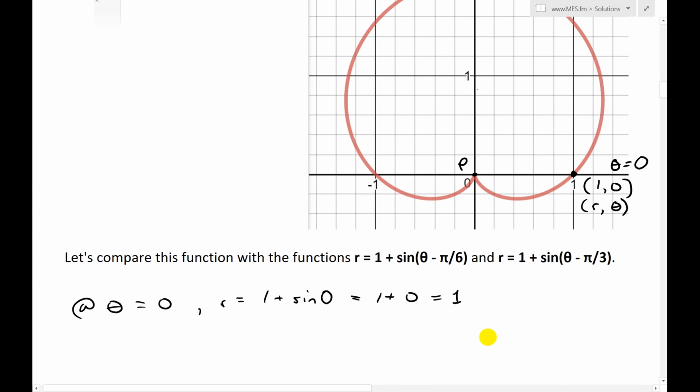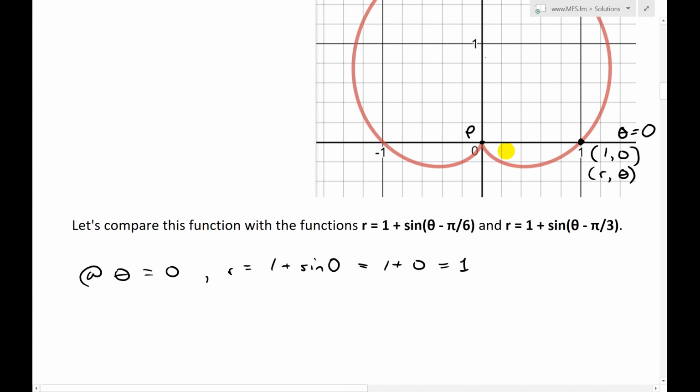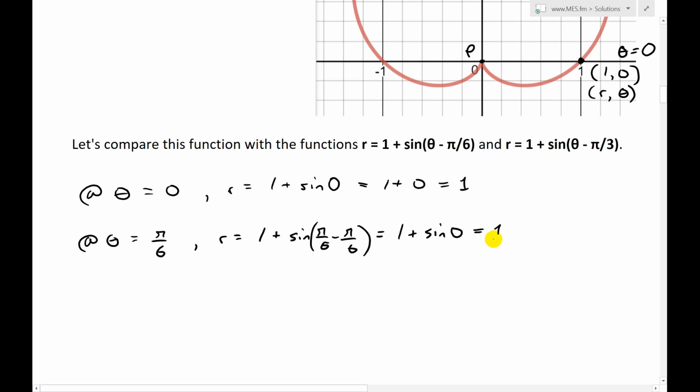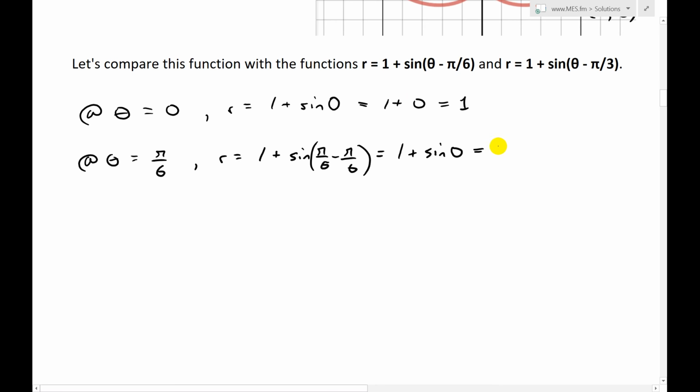Alright, so that is for this function over here, but for the other one, we want to get the same result of 1. Basically what we could do is just plug in pi over 6, so they cancel and it becomes 0. So at theta equals pi over 6, we have r equals 1 plus sine of pi over 6 minus pi over 6. This is again 1 plus sine 0, which is 0, so it's going to be 1. So the exact same thing.